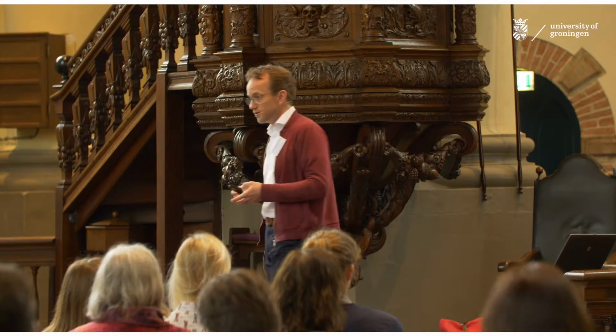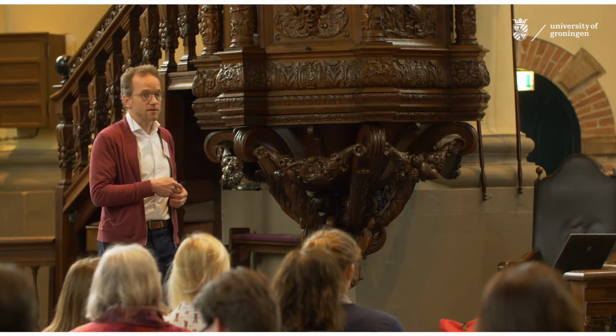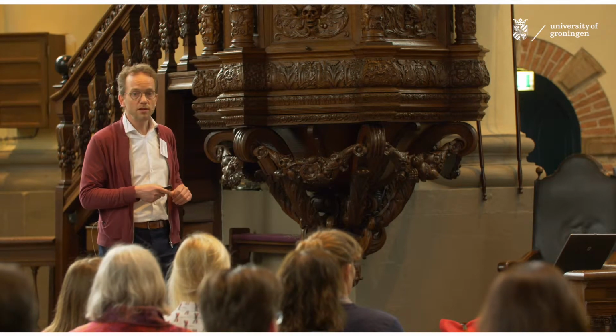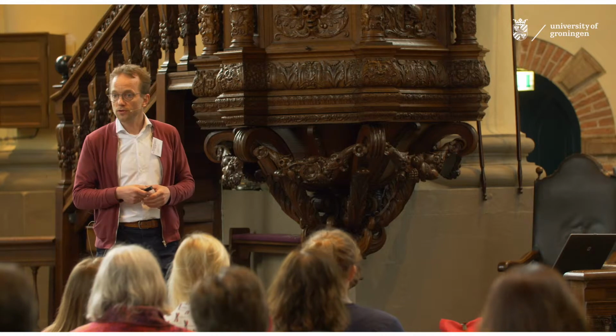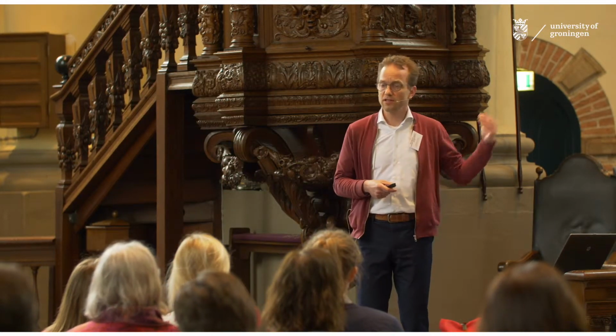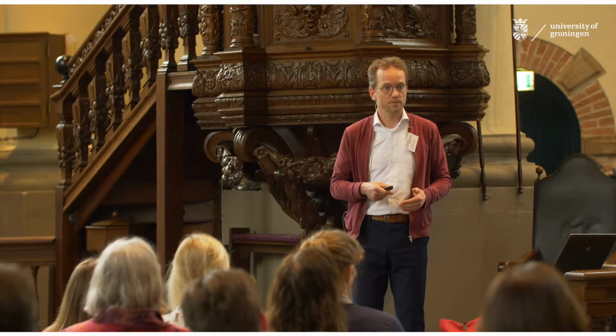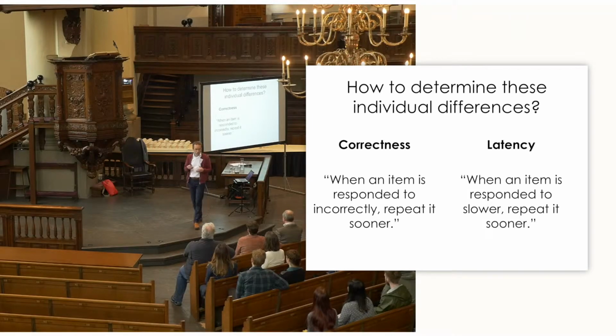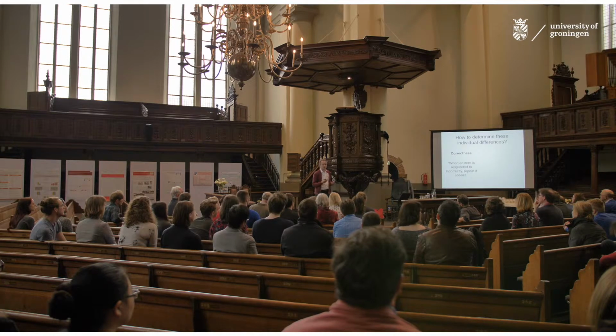Well, existing methods all use correctness. When an item is responded to incorrectly, repeat it sooner. And this works well, you could say, but at the same time, we already know that this forgoes the testing effect. And the other thing is that you can do the math behind it, and it shows that if you want to purely do optimized learning on correctness, you need to ensure that people make many errors. And that's of course hugely detrimental for any motivational issues.